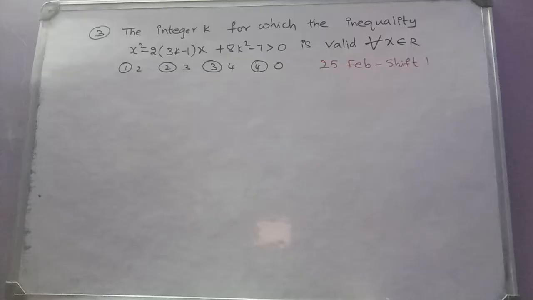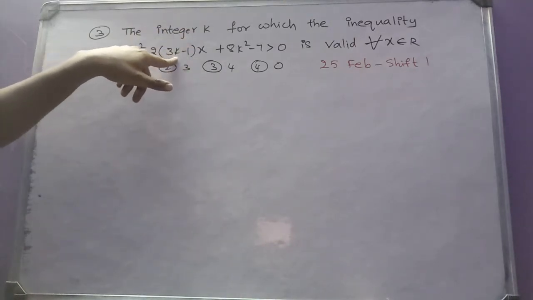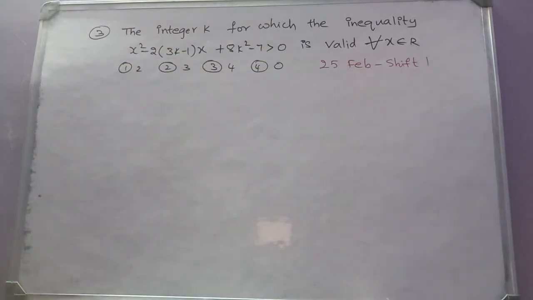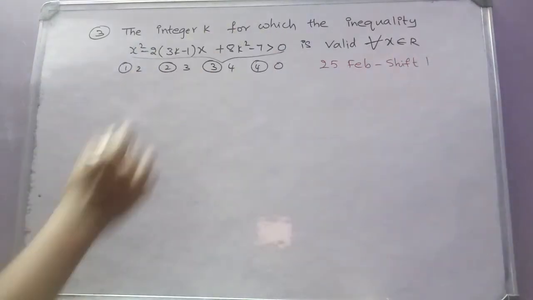Third question, which was given on 25th February, shift 1. The integer k for which the inequality x square minus 2(3k minus 1)x plus 8k square minus 7 greater than 0 is valid for all x belongs to R. For what integer k is this inequality satisfied for all inputs?